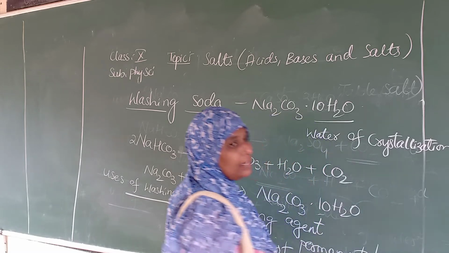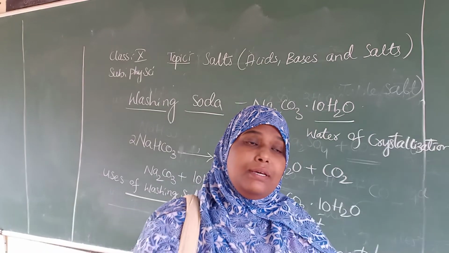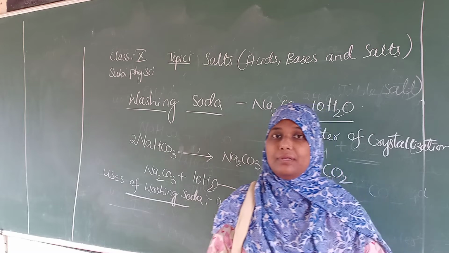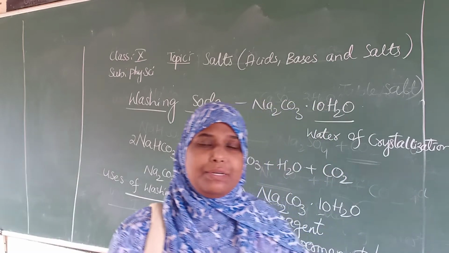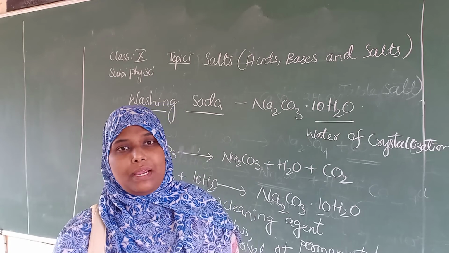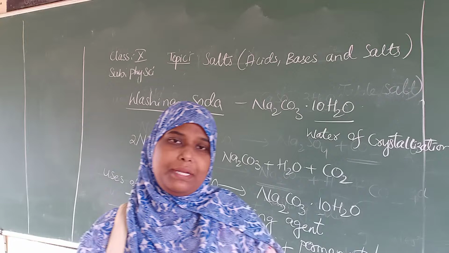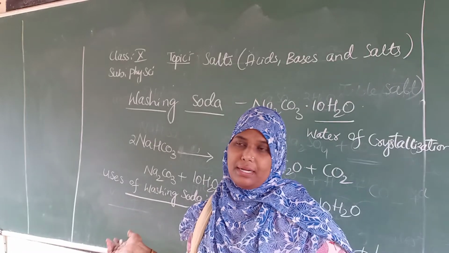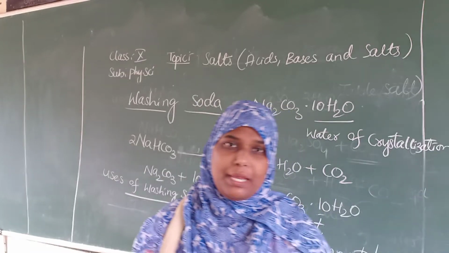Okay. So what is hardness of water? Hardness of water is nothing but the water which contains chlorides and sulfates of calcium and magnesium. If the water contains chlorides and sulfates of calcium and magnesium, then the water is said to be having permanent hardness. So permanent hardness cannot be removed by boiling.